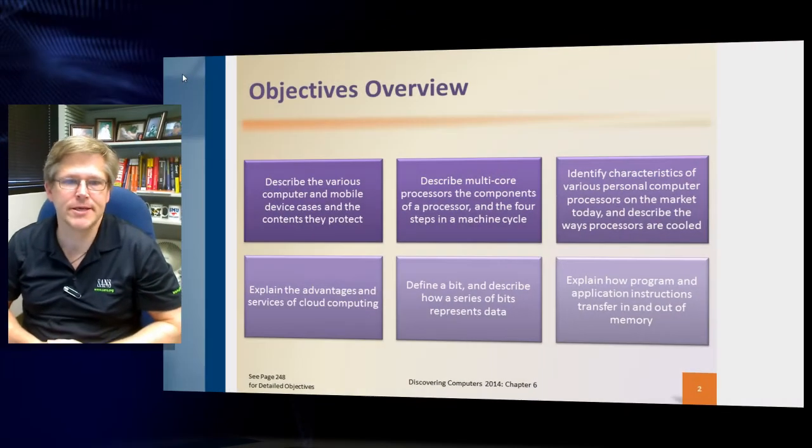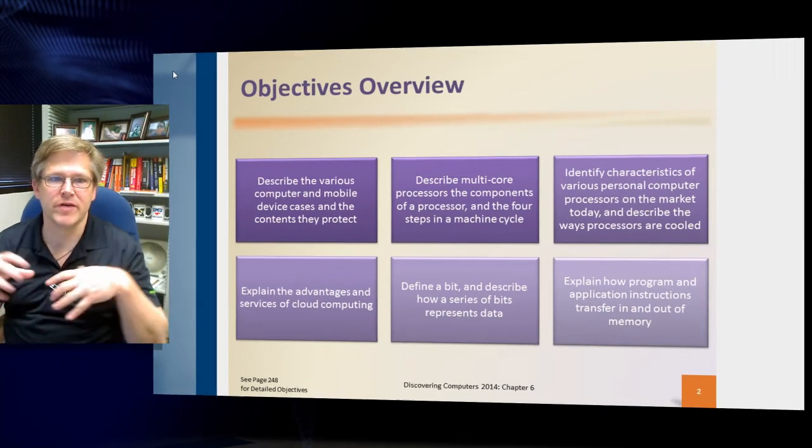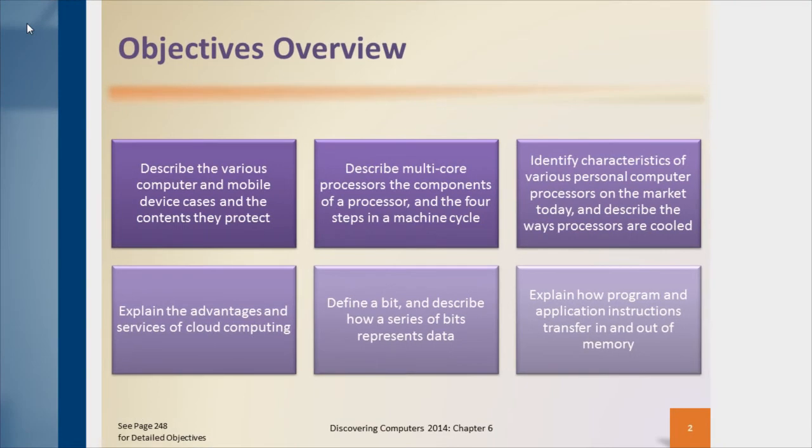So let's go ahead and jump on in and see what it is we're taking a look at today. We're going to talk about some of the different types of computers and mobile device cases and how those contents are packaged and put together and what those packages are really designed to do. We'll talk about some of the different types of processors, multi-cores, the speed, the cycles that they go through. We'll talk about some of the characteristics of personal computer processors, the market today, and we'll talk about how those processors are cooled.